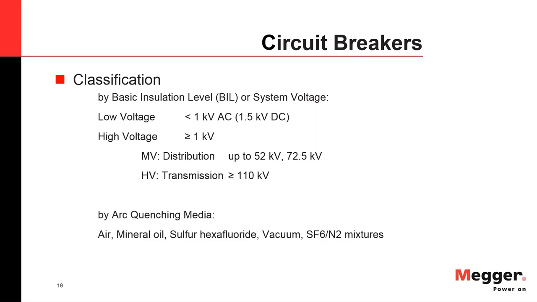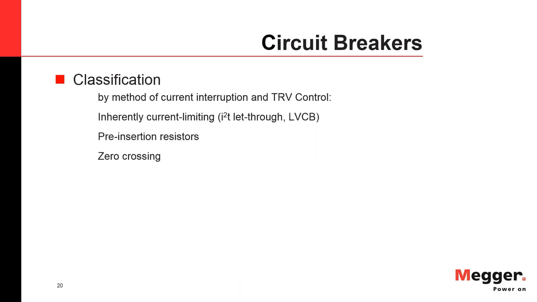You can also classify the breakers by the way they quench the arc when they switch or interrupt the current. There's air breakers, oil breakers, SF6 breakers, then more and more popular, the vacuum breakers, and then the movement away from SF6 to trying to find gas mixtures that have similar properties like SF6, but it's not SF6, so you have the SF6 nitrogen mixtures and then other compounds that are in development right now.